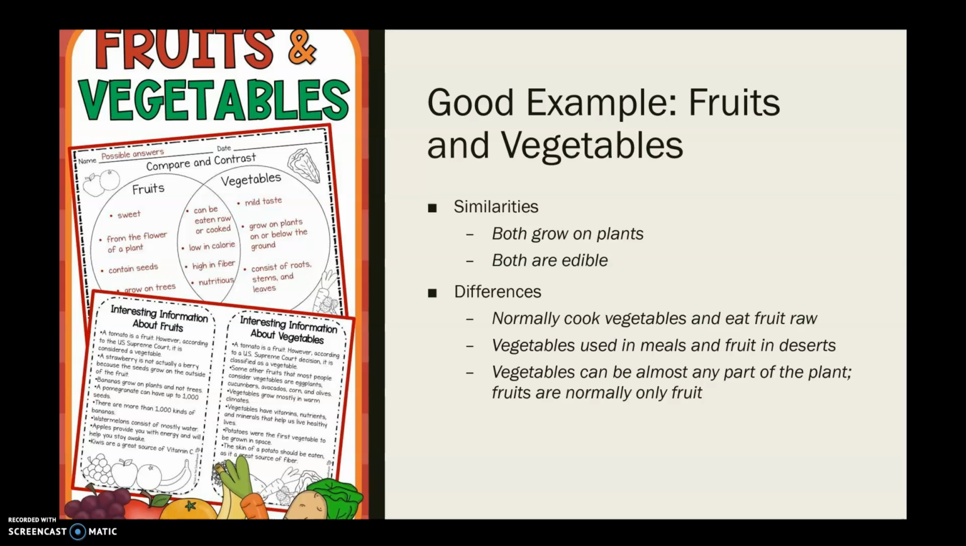There are some other ones on this Venn diagram up here. Some similarities are that they can both be eaten raw or cooked. They tend to be low in calories, high in fiber, and nutritious for both fruits and vegetables. They taste different. Fruits and vegetables are from different parts of the plant. Fruits often contain seeds. Vegetables mostly, it depends. Fruits tend to grow on trees. Vegetables tend to be different parts of the plant. So you can see that that's a good grounds for comparison. They're two items of the same group. They're both products of plants that are eaten, but they have enough differences that you can analyze them.